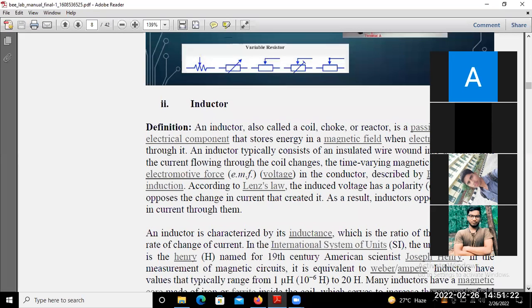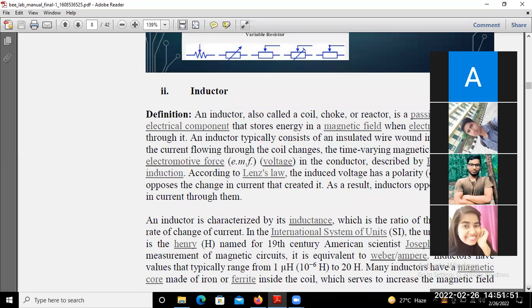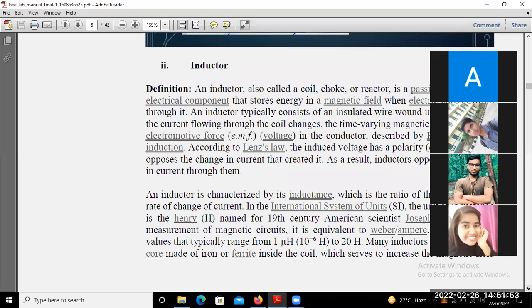And what is the unit of inductor? Henry. Is it not Henry? Okay. So you have to keep track of all the units, whether represented in microhenry or millihenry, whatever it may be, so that you can convert. So the basic unit is the Henry.